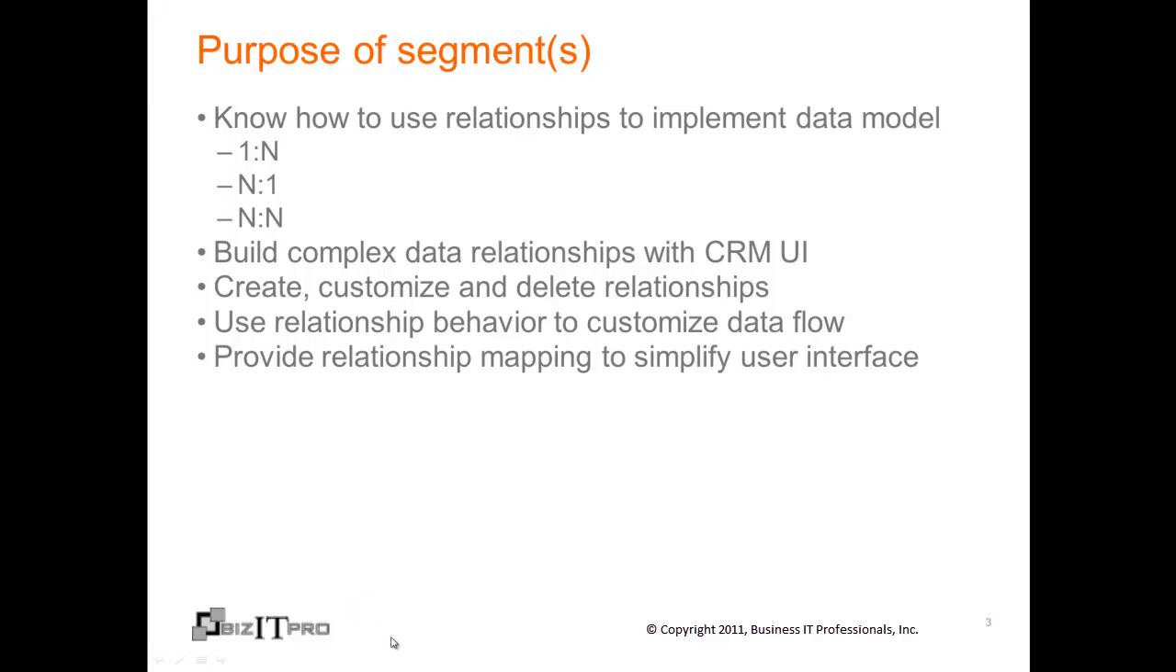The purpose of this segment is to make sure that you know how to use relationships to implement a data model. This includes the out-of-box relationships that are supported of one-to-n, n-to-one, and n-to-n, also known as one-to-many, many-to-one, and many-to-many. You'll use these constructs to build complex data relationships with the CRM user interface. And you'll know how to create, customize, and delete relationships. You'll also be able to use relationship behavior to customize data flow and provide relationship mapping to simplify the user interface and reduce the amount of keying from your end users.